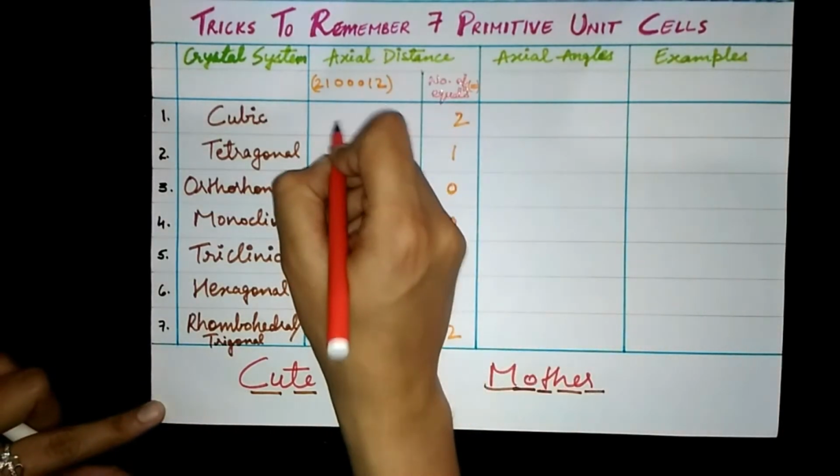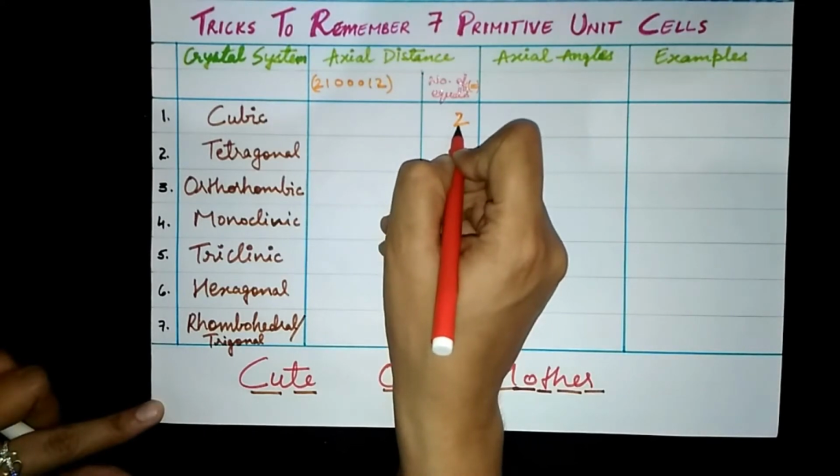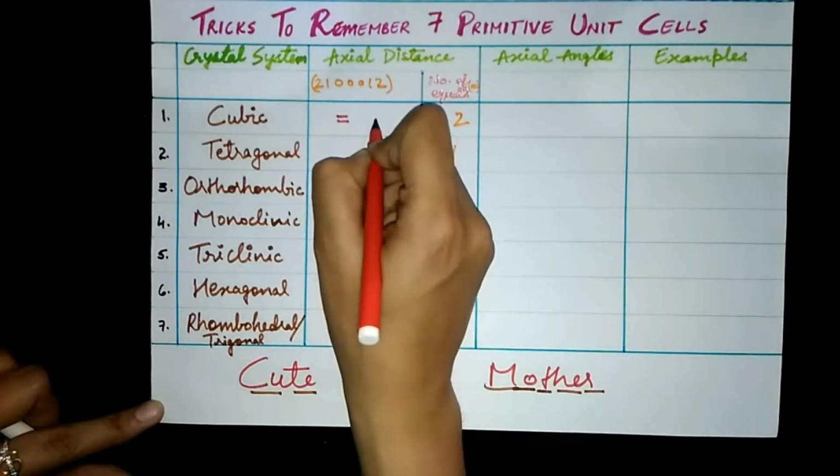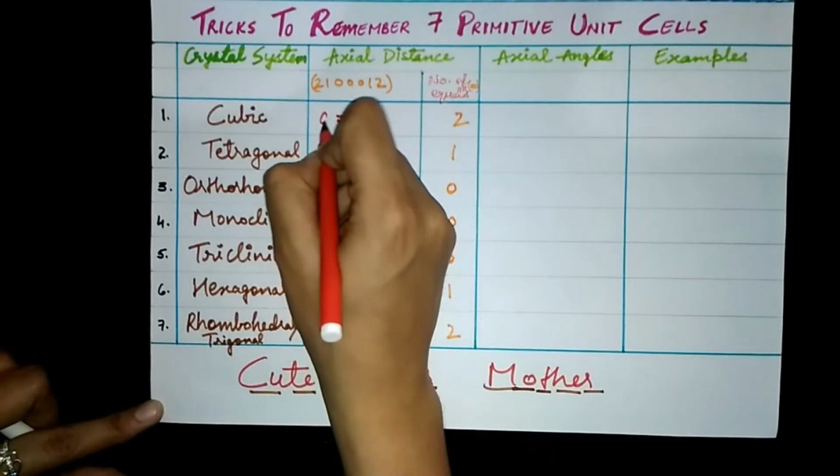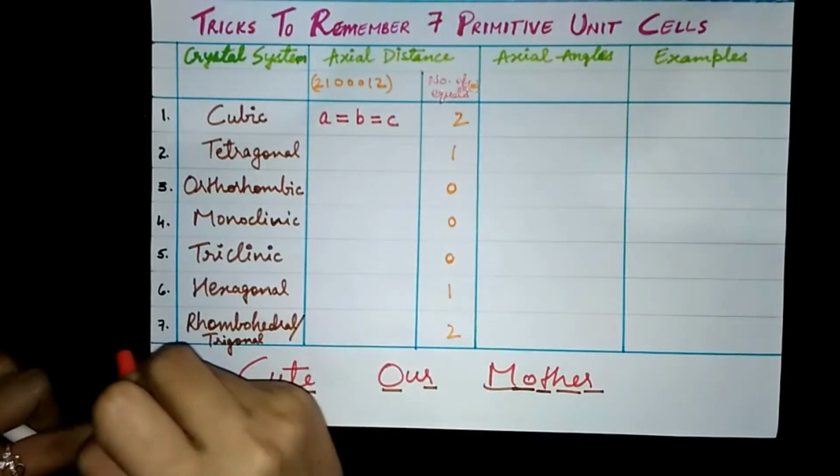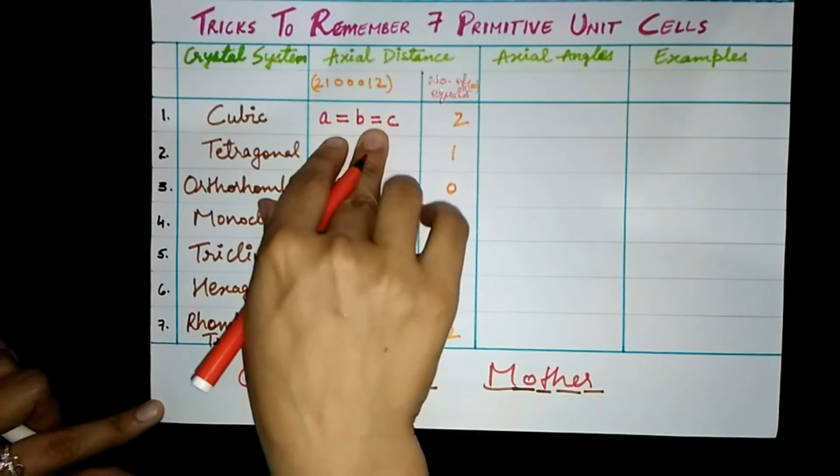Axial distance, number of equals for cubic will be 2. That means 2 equals must be present. That means A equal to B equal to C. Okay, 2 equals are involved.